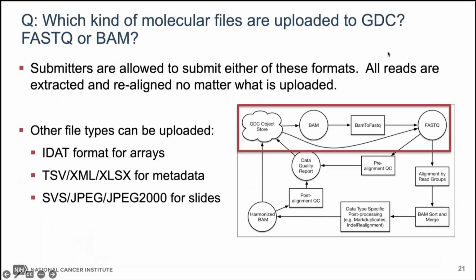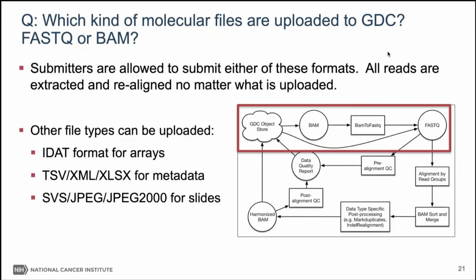So the next question is probably more of interest to regular downloaders. What kind of molecular files are uploaded to the GDC? Are they FASTQ or BAM? The answer is that submitters are allowed to submit either of these formats because, as you can see in this diagram here, FASTQs are aligned directly, whereas aligned reads, BAM files, are just converted back to FASTQs and then aligned using the same exact pipeline. So it's just an extra step. The GDC doesn't mind. If submitting one file is easier than submitting many files, that's totally fine.